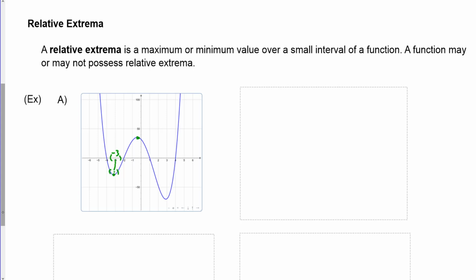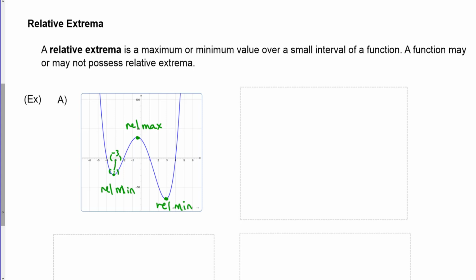Similarly, we have another relative extrema right here. This would be a relative maximum, whereas this was a relative minimum. And likewise, we have another relative minimum at this position here.